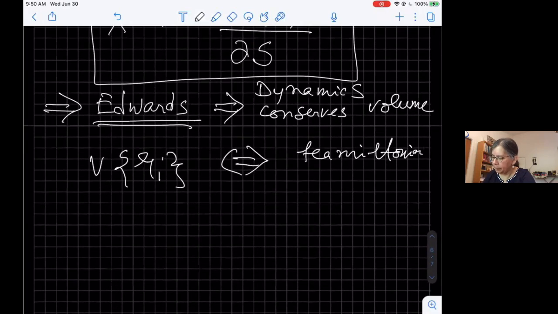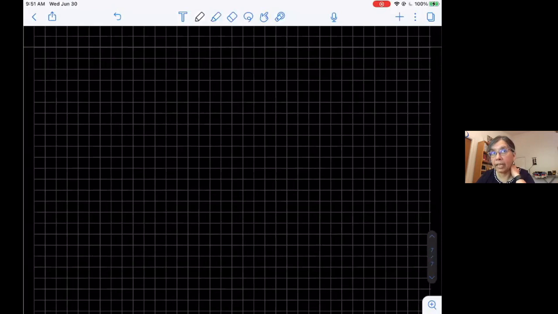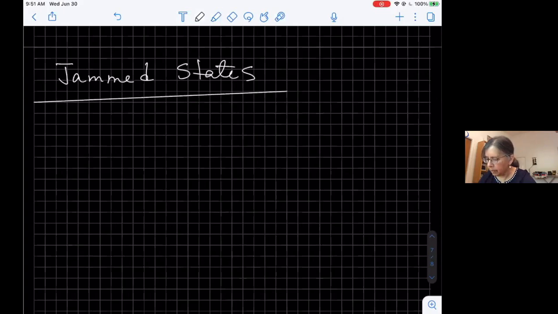So I want to get away from this and go back to some of the things that I pointed out in the first lecture: that forces are important, and that the interactions between the particles are practically unknowable. So let's just think of these systems from the perspective of what constraints the particles in the system satisfy. I am now going to look at jammed states for hard spheres, or infinitely rigid particles. I'm just going to use hard spheres as a shorthand for that.